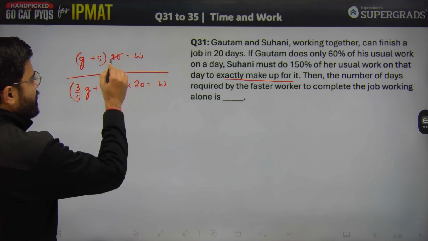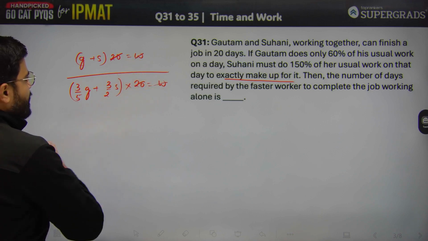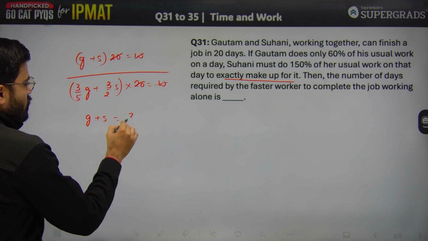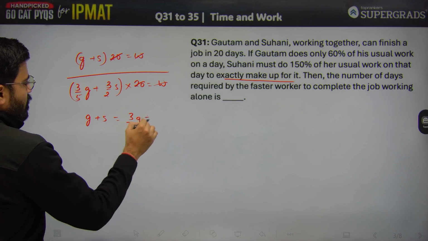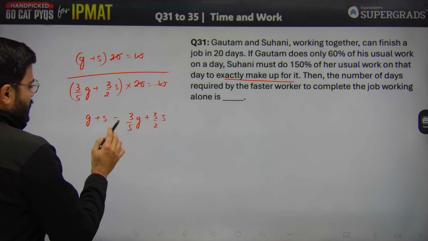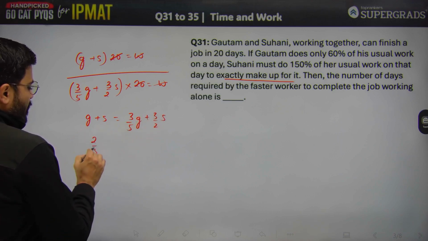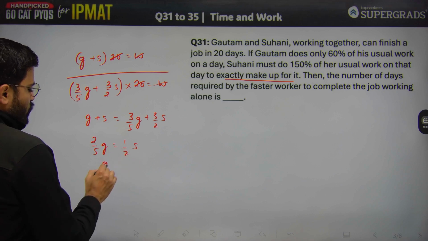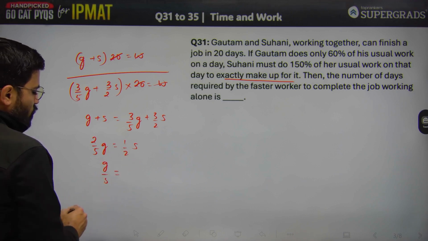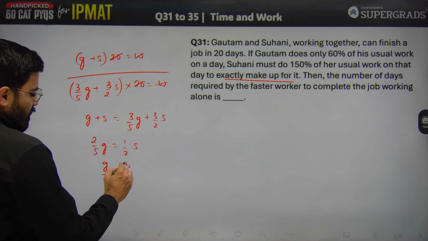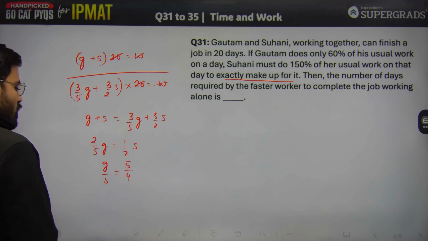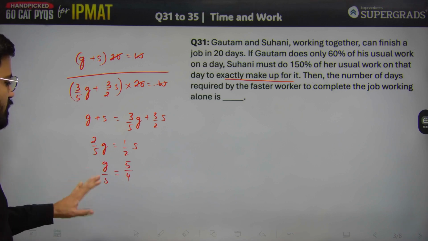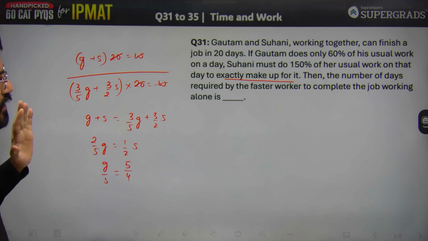Divide these two equations; 20 gets cancelled, work gets cancelled. You get G plus S is equal to 3/5 of G plus 3/2 of S. So 2/5 of G is equal to 1/2 of S. So G by S is equal to 5 by 4. The efficiency of Gautam is 5 and the efficiency of Suhani is 4 units per day. This is the ratio of efficiency.